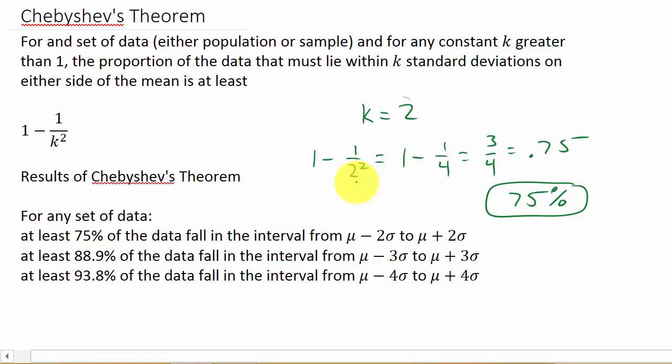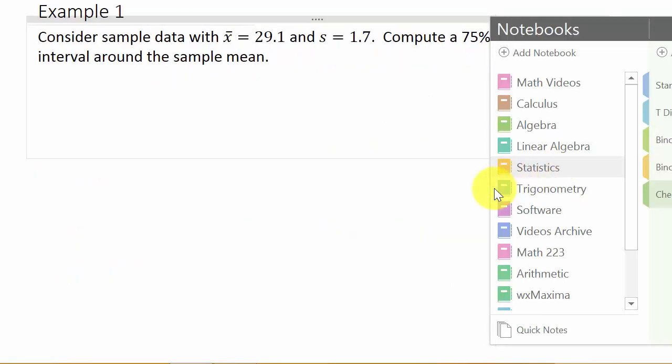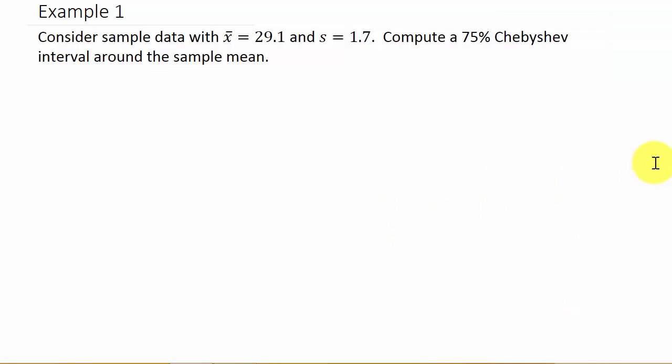All right, so I've got about 5 examples to work, and they're all different. So it's just about everything you'll come across in a problem dealing with Chebyshev's theorem. Alright, so here's example 1. It says consider sample data with mean 29.1 and s equals 1.75. Compute a 75% Chebyshev interval around the sample mean.